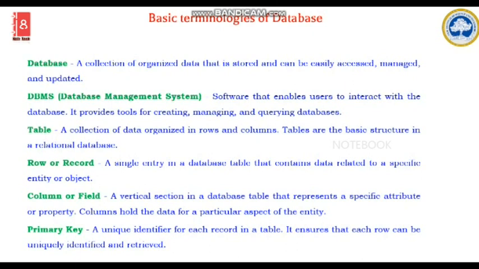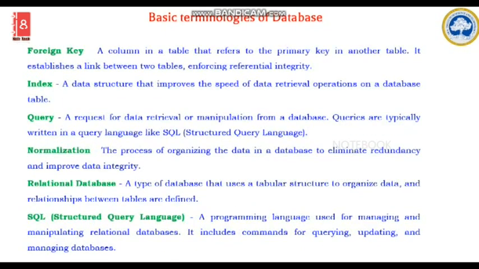Comes to the primary key. Primary key is always unique. So the unique identifier for each record in a table. This primary key also ensures that each row can be uniquely identified and retrieved. Then foreign key. A column in a table that refers to the primary key in another table. Actually, it establishes a link between two tables which also enforces the referential integrity.